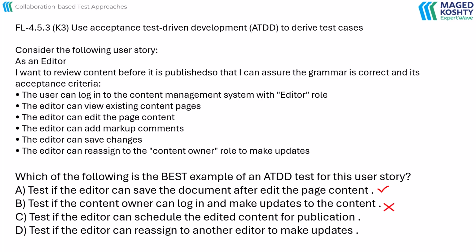This is wrong. C. Test if the editor can schedule the edited content for publication. Wrong. No acceptance criteria about scheduling. D. Test if the editor can reassign to another editor to make updates. Again, no acceptance criteria for reassigning tasks to another editor. The correct answer is A.